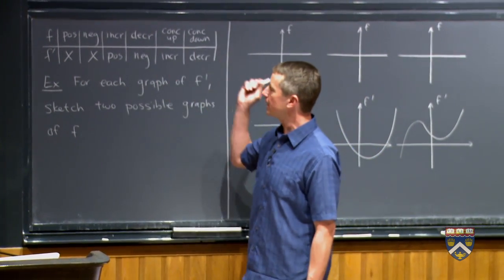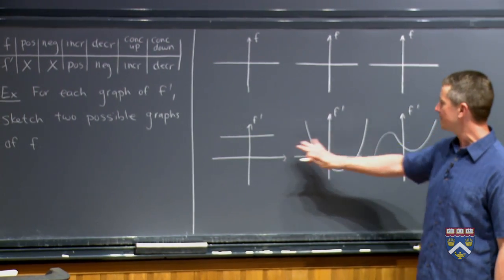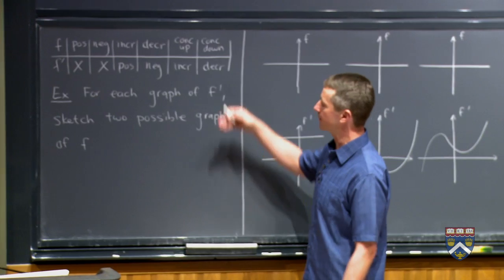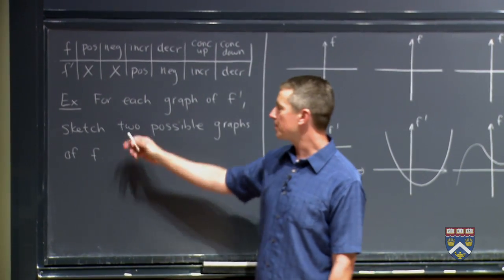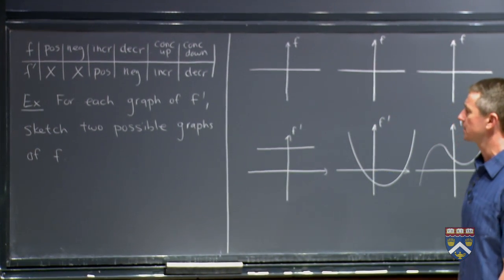So we've got our same chart, and we're given a bunch of graphs of f prime now. So I've got my graphs of f prime down below. So we're going to go upward this time. That's the same way we're going to read the chart, from the lower line to the top line. And you'll notice that now we're asked to sketch two possible graphs of f. So let's see how this works out here.